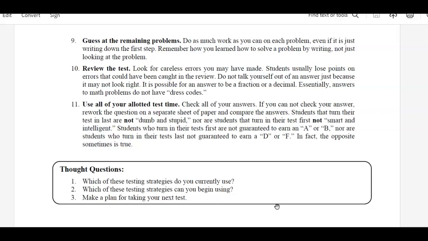Students who turn their test in first are not guaranteed an A or a B, nor students who turn their test in last are guaranteed a D or an F. In fact, the opposite is sometimes true. So don't think just because people are getting up and turning in their test that they're already complete. Don't judge what's going on around you. Everyone works at a different pace. So just focus on what you are doing.